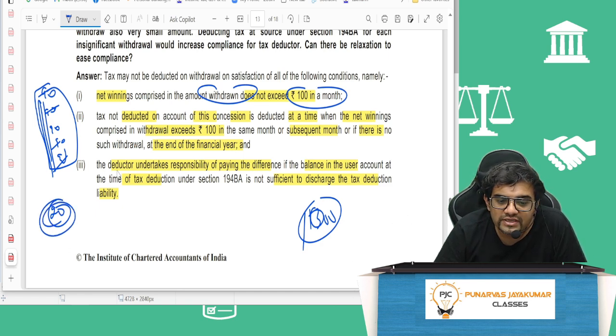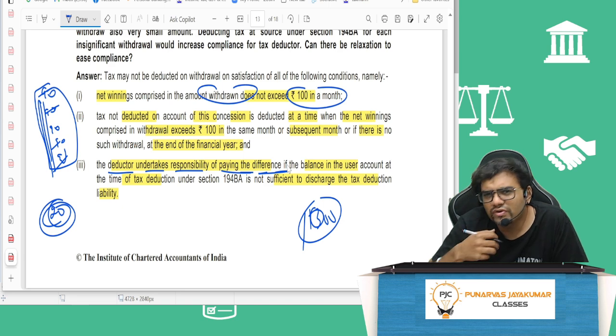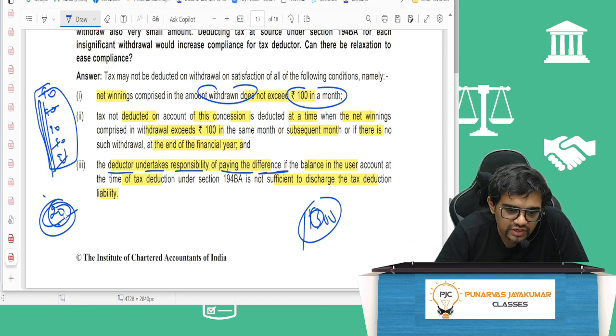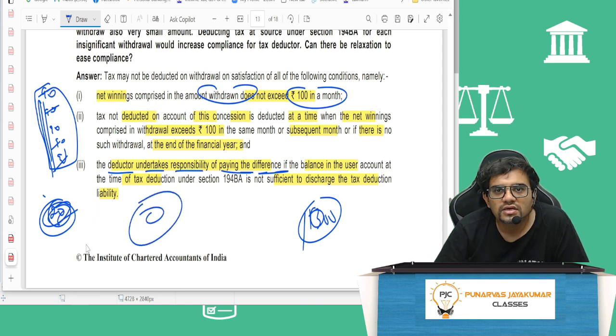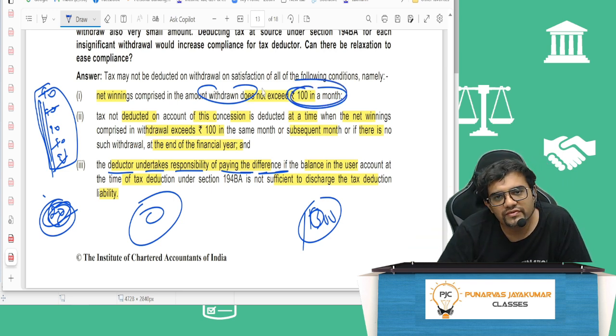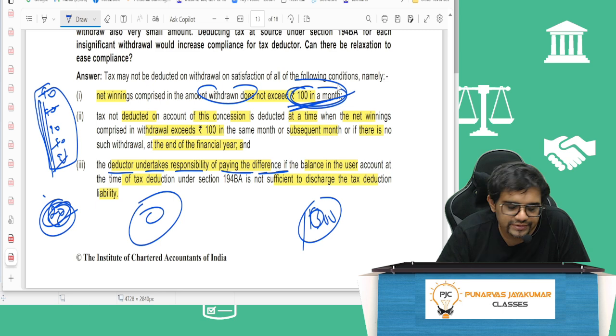So here they are trying to tell that the deductor undertakes responsibility of paying the difference. So the deductor will say, don't worry, I'll only pay the difference, no problem. Or I'll deduct from this 20 rupees. Or if he has withdrawn everything and it's 0 rupees, I will pay. If he agrees like that, then this 100 rupees in a month, you can withdraw with no TDS. Otherwise, TDS is there.